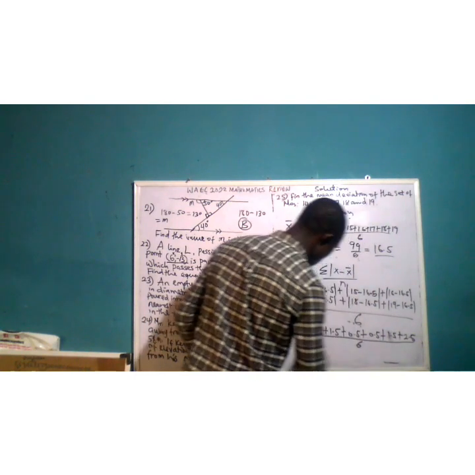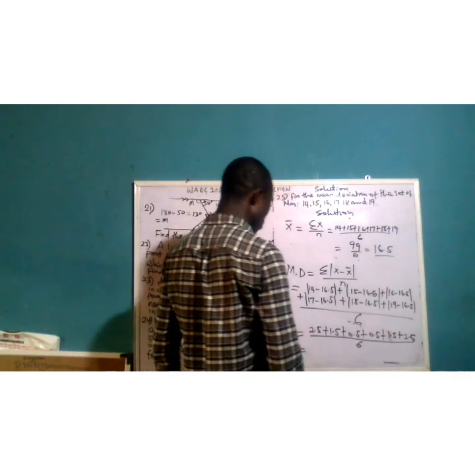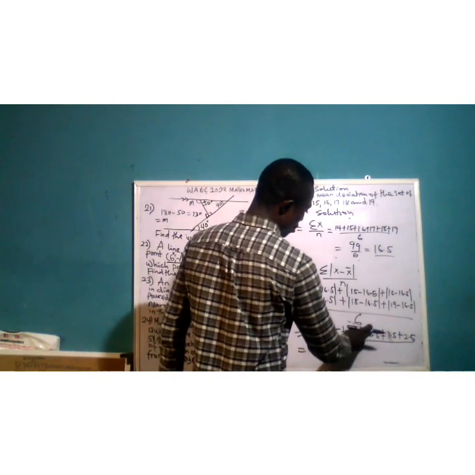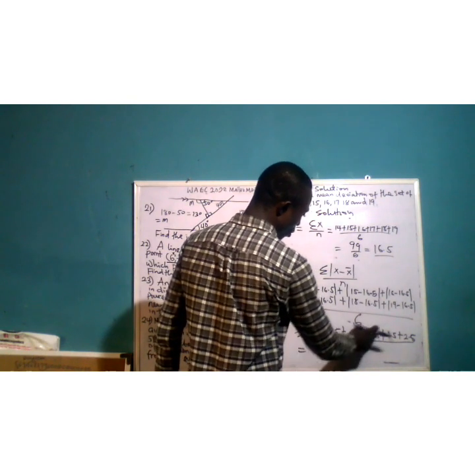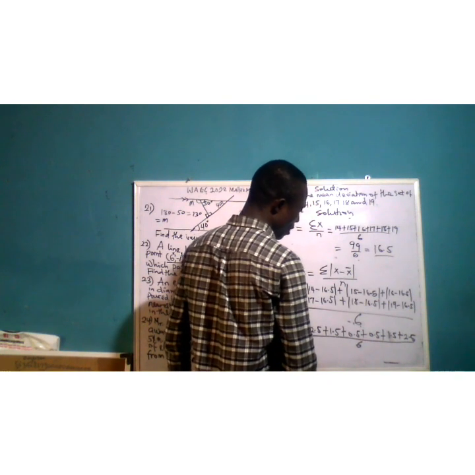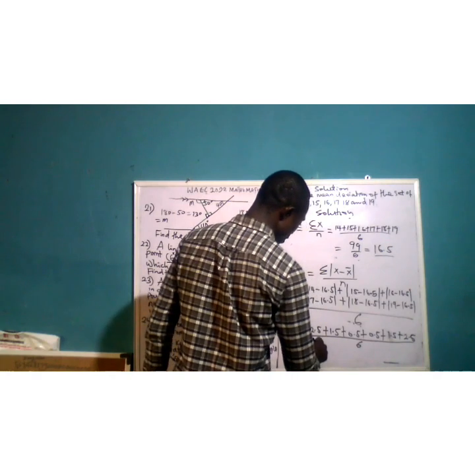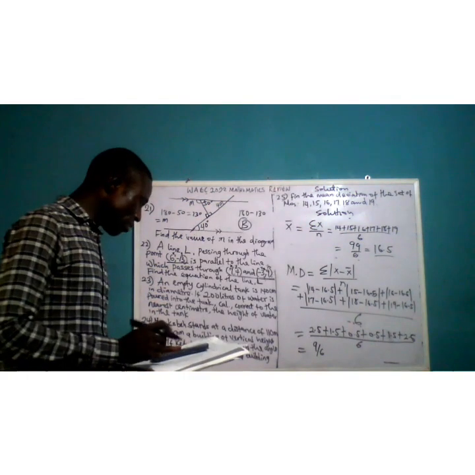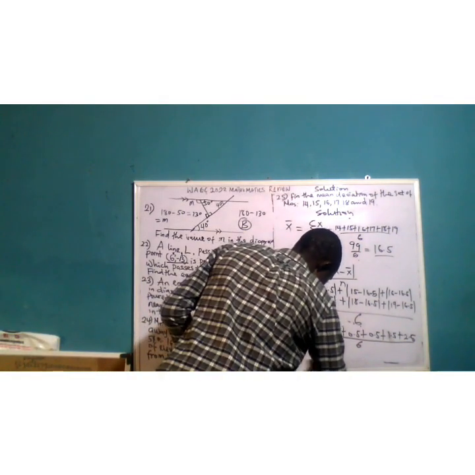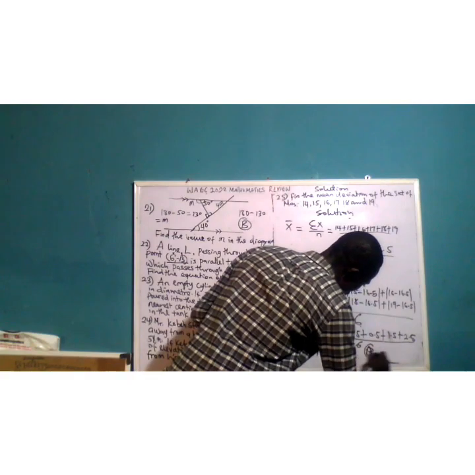Everything all over 6. Okay, this will be equal to 2.5 plus 1.5, that is 4, and 4 plus 0.5 is 4.5. Plus 0.5, that is 5, plus 1.5, that is 6.5, plus 2.5, that is 9. Okay, you have 9 all over 6, that gives you 1.5. So therefore the mean deviation is 1.5. So option B is the correct answer. Thank you.